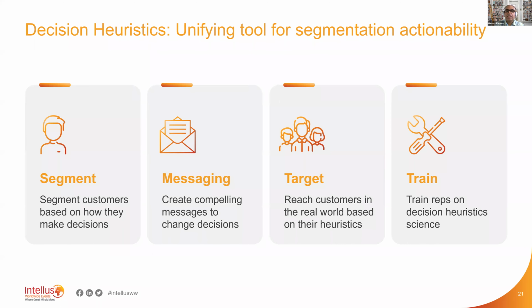So to recap, if you want to make your segmentation more actionable, you have a segmentation, you believe it's a good segmentation, the team buys into the segmentation, but you're not messaging to the different segments differently, you want to consider potentially applying decision heuristics to your segmentation. Heuristics can be a unifying tool that can allow everyone who's using the segmentation to go to segment-based messaging and use the same tool.